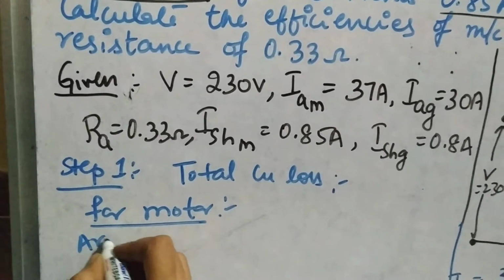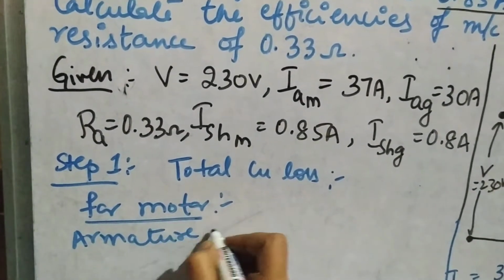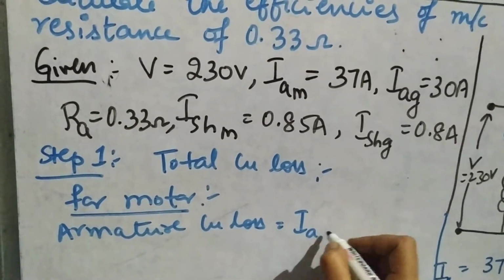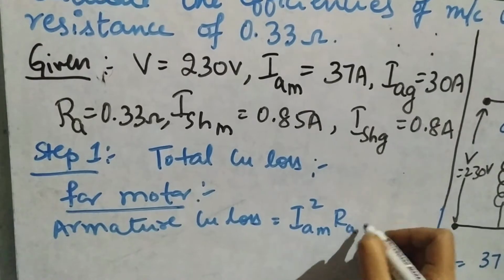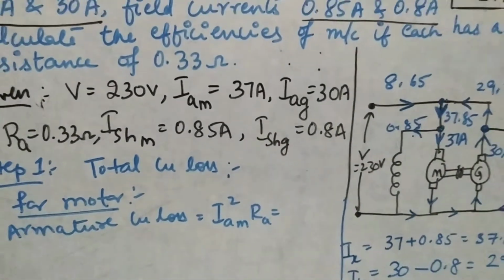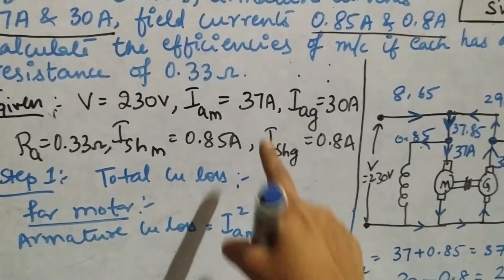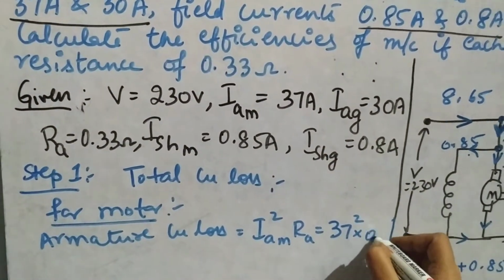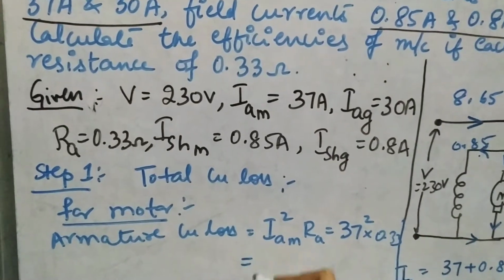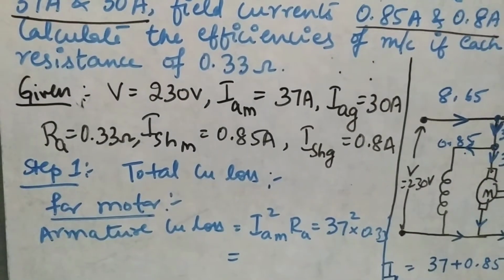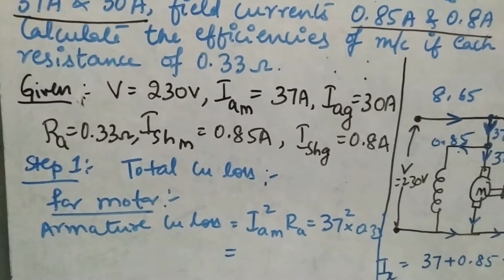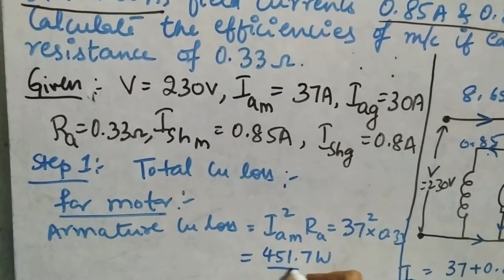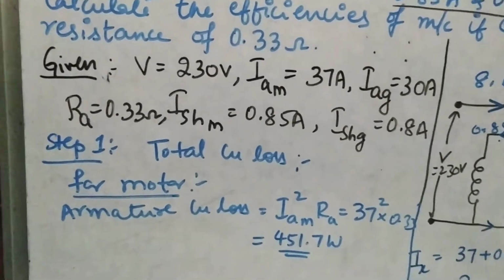What is the armature copper loss? Armature copper loss is nothing but IAM squared into RA. What is the IAM value? It is 37, so 37 squared multiplied by RA, 0.33. When you calculate this, you will get the answer as 451.7 watts.